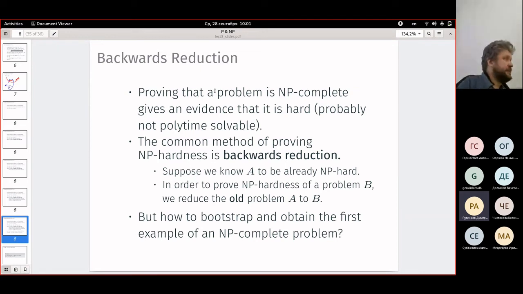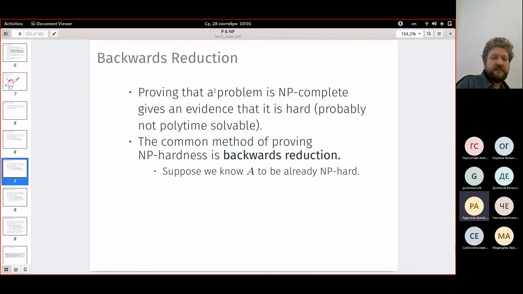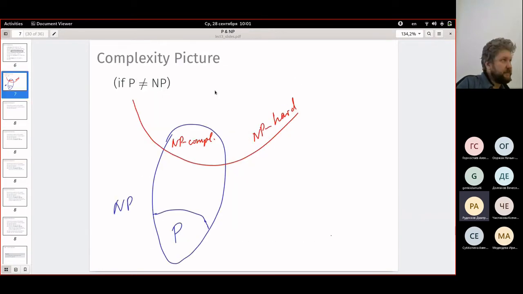How to start the process? How to prove that at least one concrete problem is NP? So what is NP? Let's see this picture once more. The first example, yes. So what is actually the main idea of this NP completeness business?